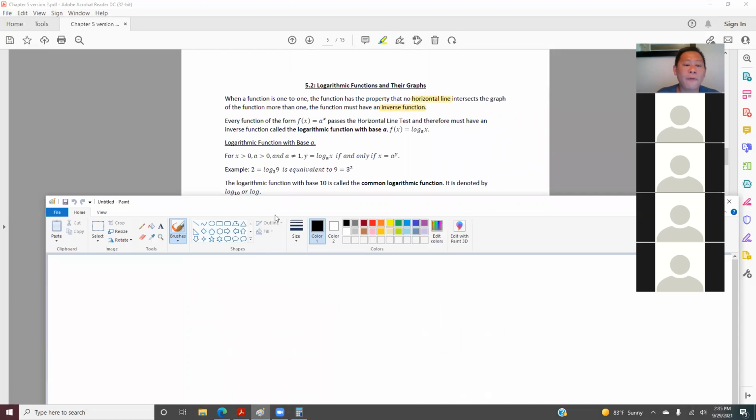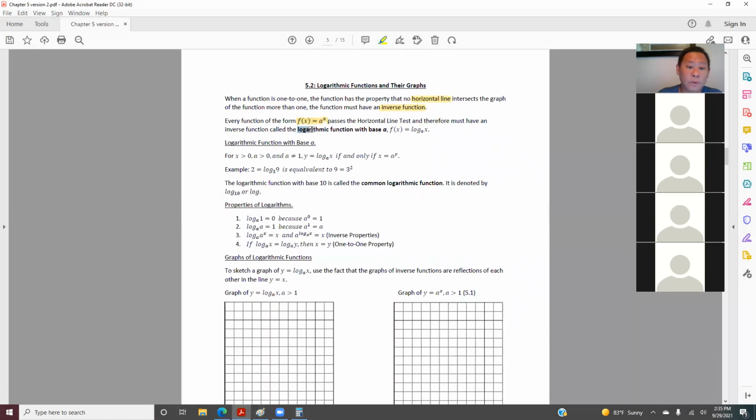You can tell by the graph of exponents. This is the graph of exponents that we drew in 5.1. No matter if it's exponent growth or exponent decay, you find out that they pass the horizontal line test, meaning they're 1 to 1. You cross, you get 1 point. So the inverse of exponents is log.